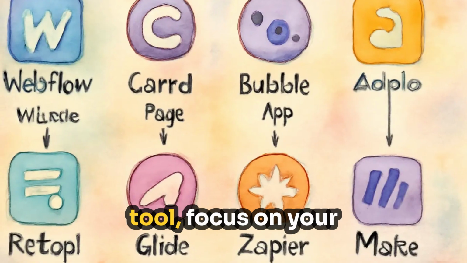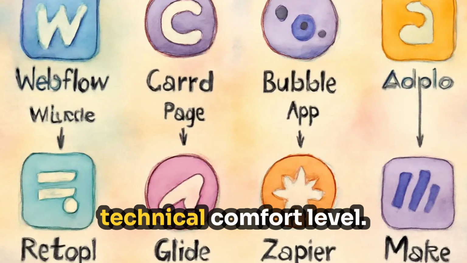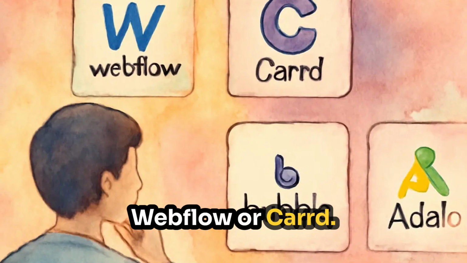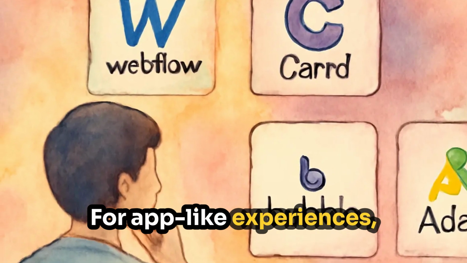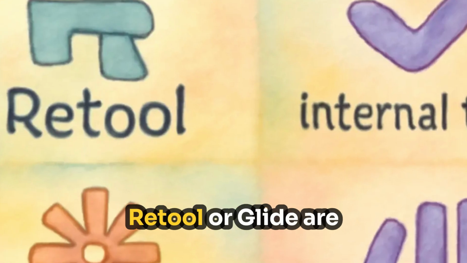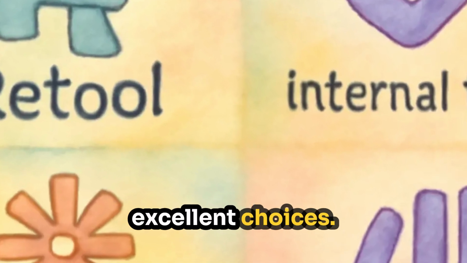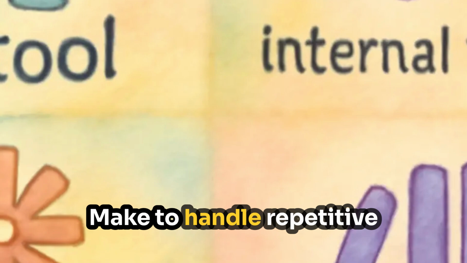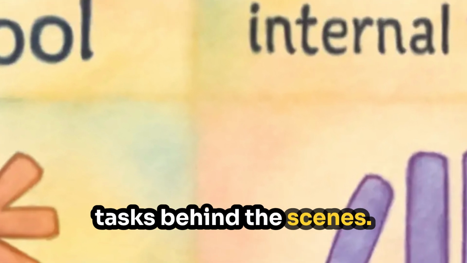When choosing a tool, focus on your product type and technical comfort level. For marketing sites or landing pages, use Webflow or Carrd. For app-like experiences, go with Bubble or Adalo. For internal tools, Retool or Glide are excellent choices. And for automation, pair everything with Zapier or Make to handle repetitive tasks behind the scenes.